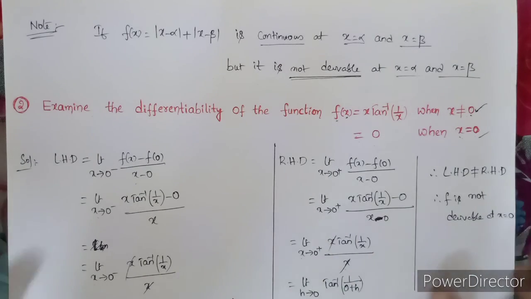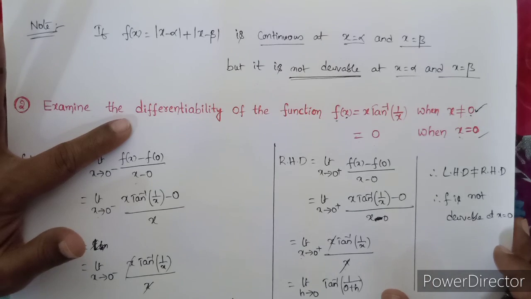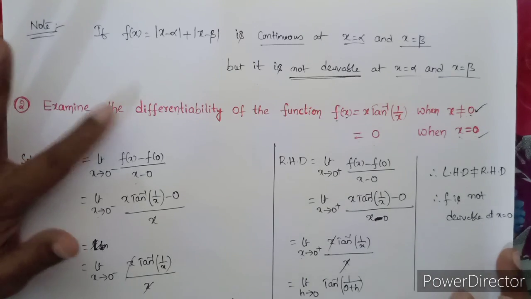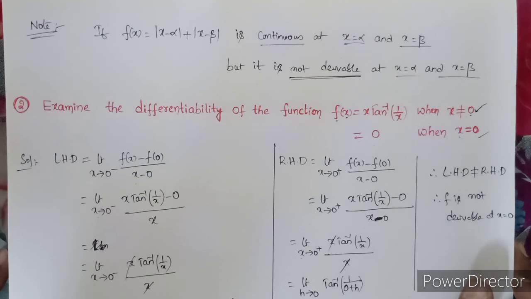Therefore, this function is continuous at x equal to 0, but this is not derivable at x is equal to 0. Hope you understood this class.